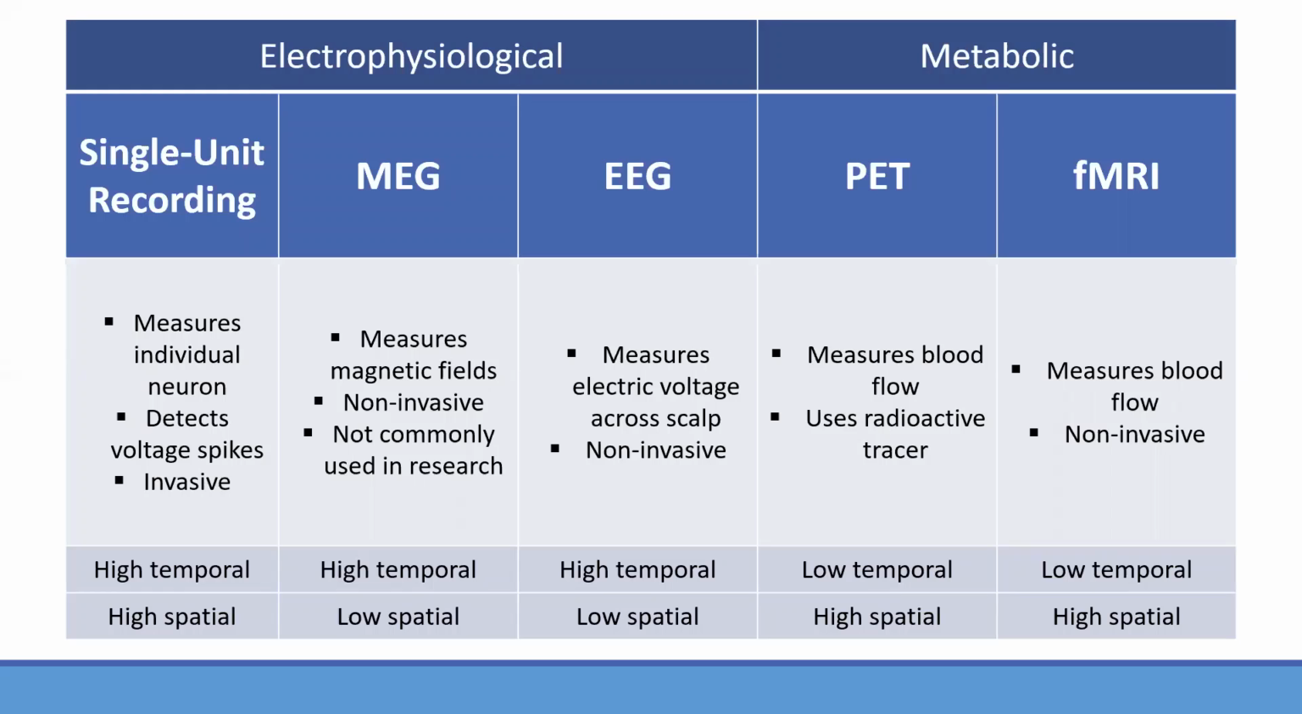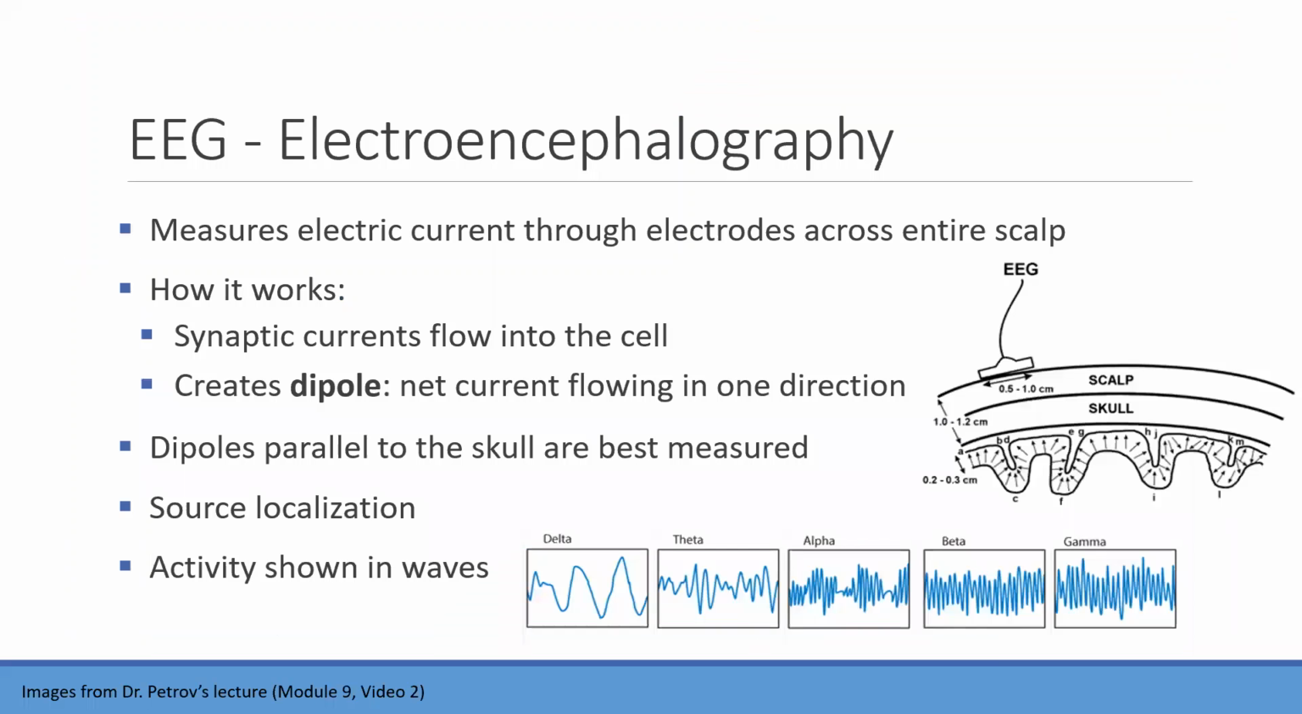Next, we have electroencephalography, or EEG, and this measures the electric voltage across the entire scalp, and it is a non-invasive process. Then we have positron emission tomography, or PET, which measures blood flow using radioactive tracers, so it is minimally invasive. And finally, we have functional magnetic resonance imaging, or fMRI, and it also measures blood flow, but it is a non-invasive process.